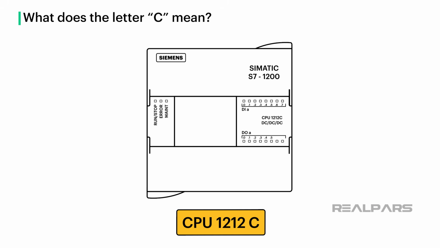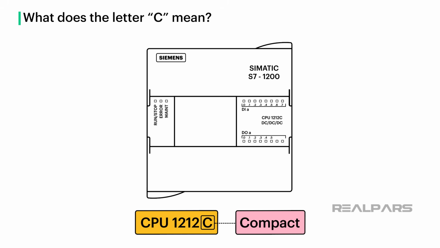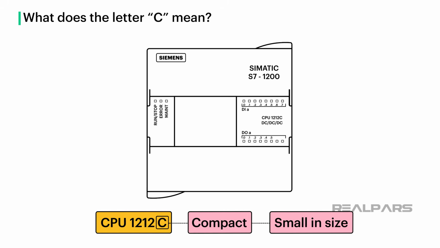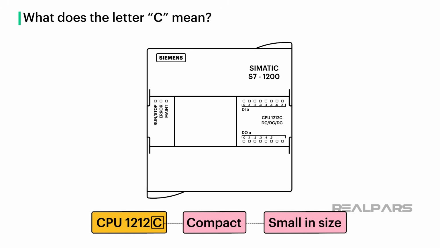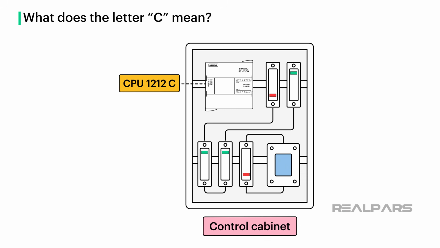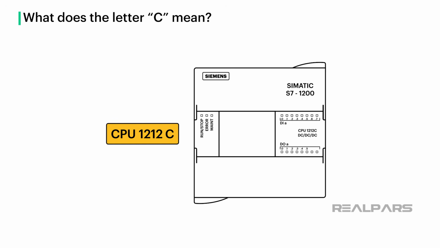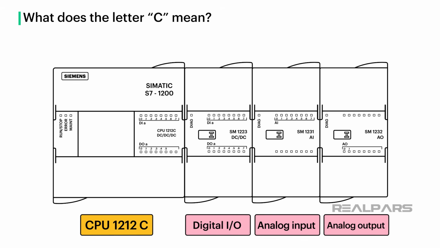You may wonder what the letter C at the end of the S7-1200 PLC models stands for. The letter C at the end of the S7-1200 PLC models indicates that the PLC has a compact design. A compact design means that the PLC is smaller in size compared to other PLC models. This makes it easier to fit into smaller spaces or control cabinets. Even though they're small, compact S7-1200 PLCs usually have built-in inputs and outputs, but you can always add more input and output modules to them if you need to.